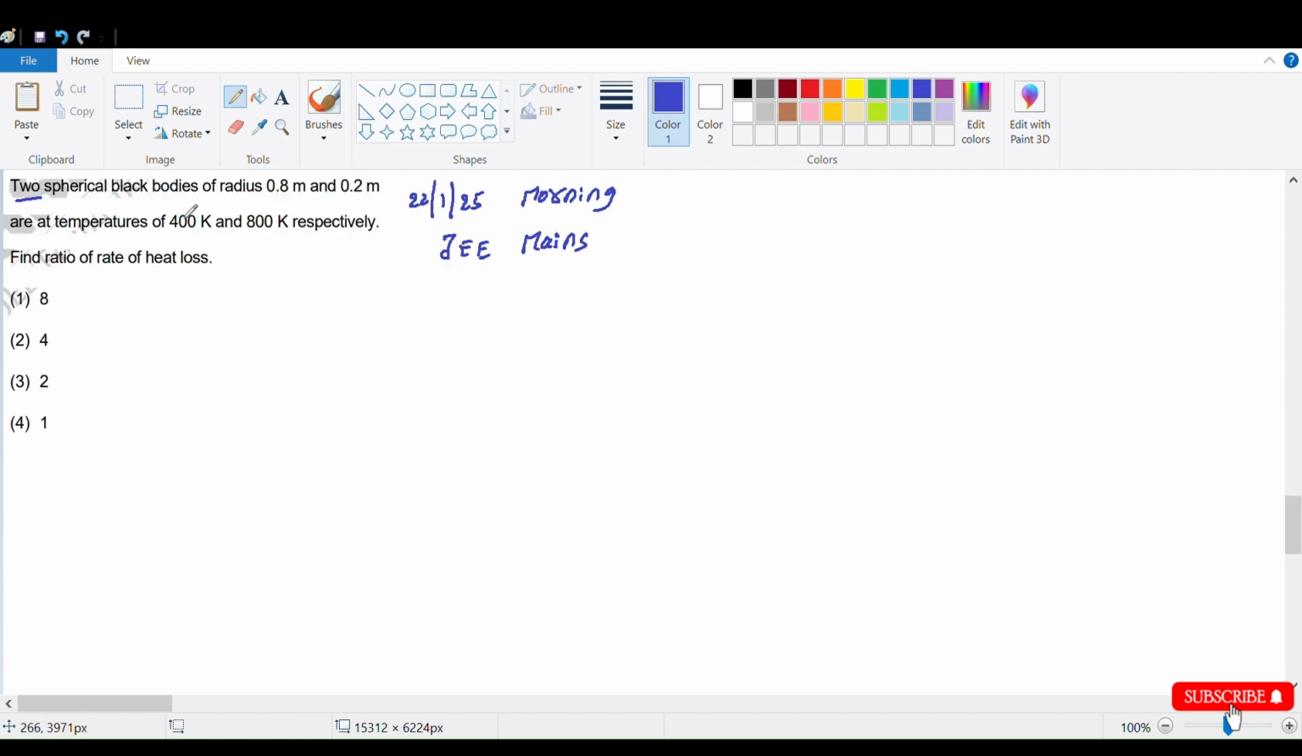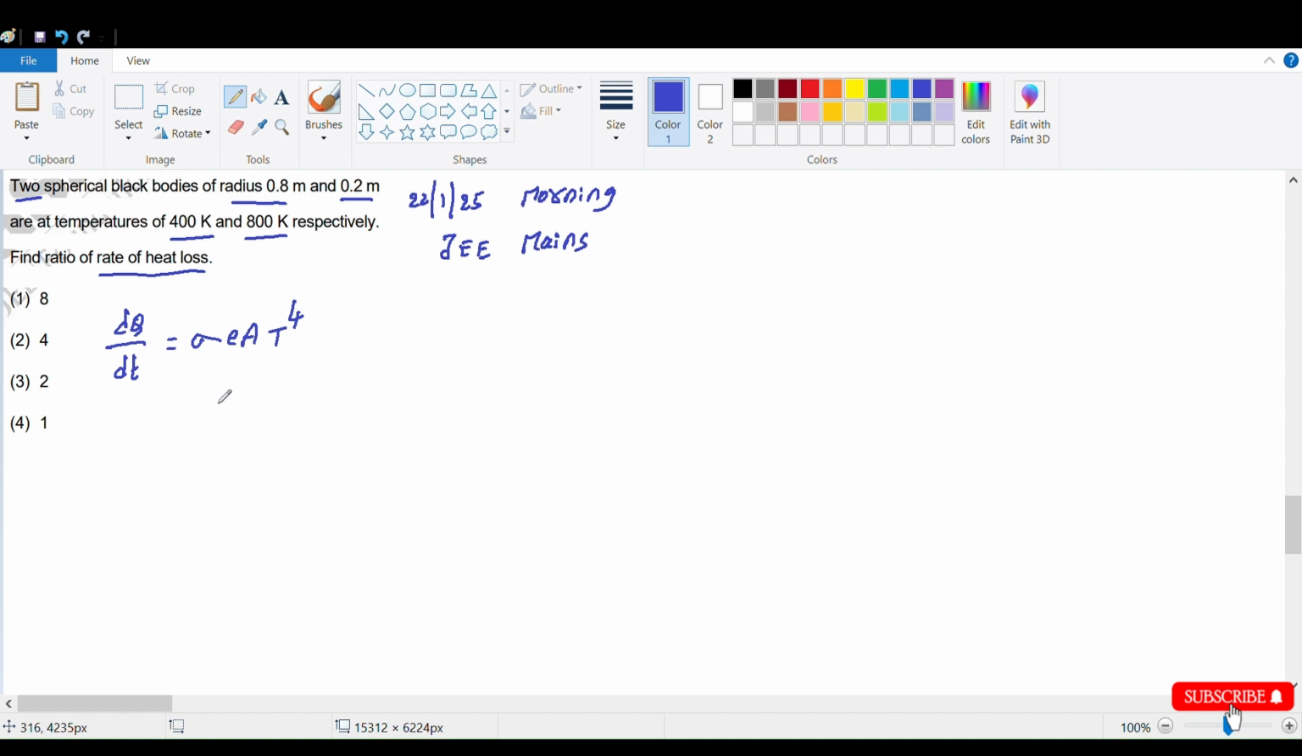Two spherical black bodies of radius first one, second one, at temperatures first one and second one respectively. What is the ratio of the rate of heat loss? See, every body radiates energy, Stefan's law. dQ by dt, the rate of radiation heat loss, is equal to sigma E A T power 4. Sigma is a constant, Stefan's constant, E is emissivity. Black body, so it is 1.